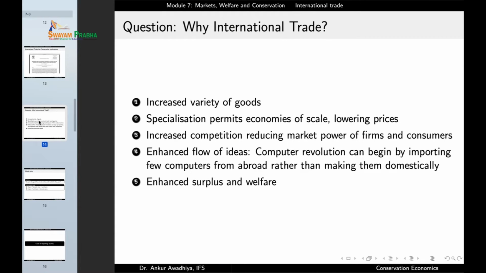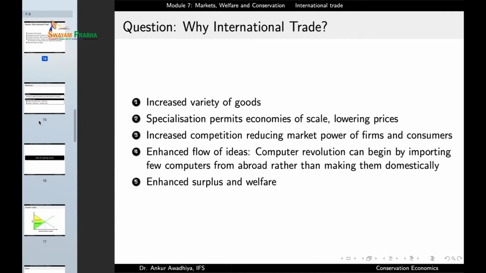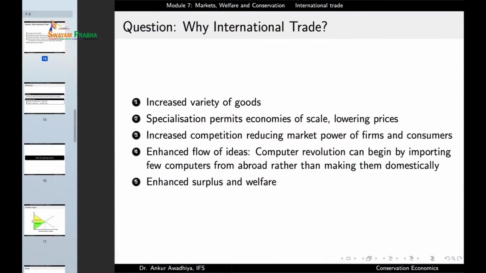So the question is, why international trade? Well, international trade has several benefits. It increases the variety of goods that are being made available. This includes not just consumer goods such as food or clothes, but also things such as technology or medicines. So, a country that is not making a particular medicine, but whose people need that medicine, can import it from a country that manufactures it. So, international trade increases the variety of goods that are made available to any particular country.